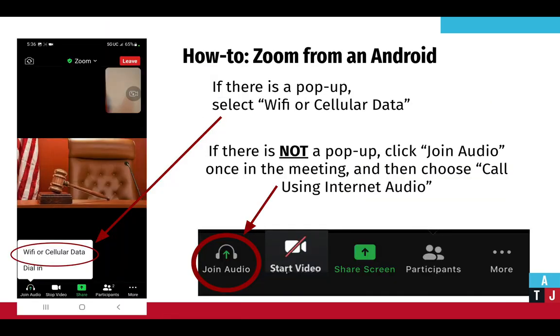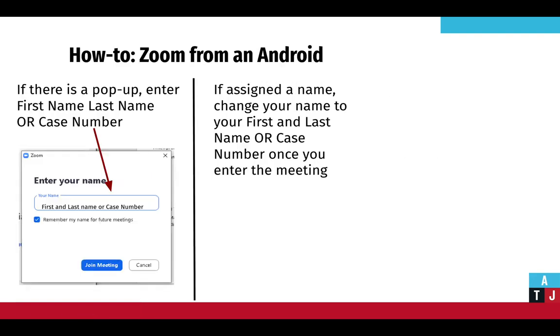Once the judge lets you into the meeting, a pop-up may ask you to connect your audio. Choose Join with Wi-Fi or cellular data so the judge can hear you. If this pop-up does not appear or you can't hear the judge, click the headphones icon at the bottom of your screen to join audio, and then choose Join with Wi-Fi or cellular data. If you did not connect your video before, click Start Video Now next to Join Audio to start video.